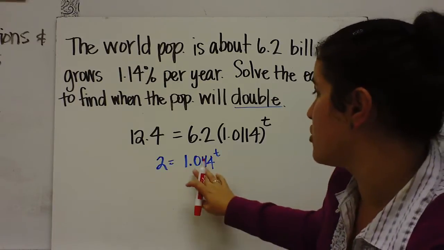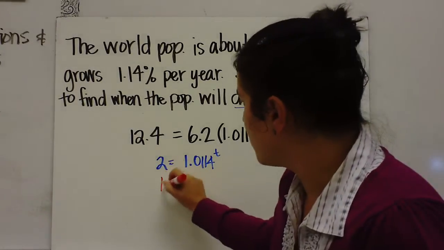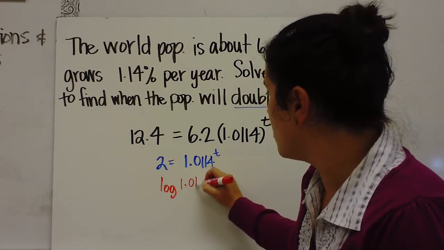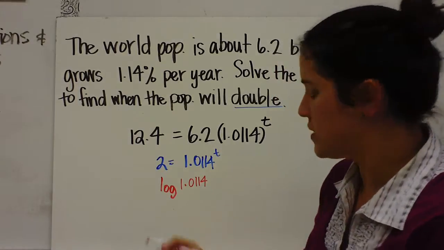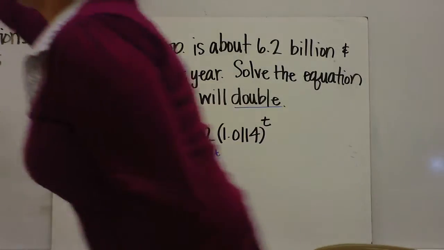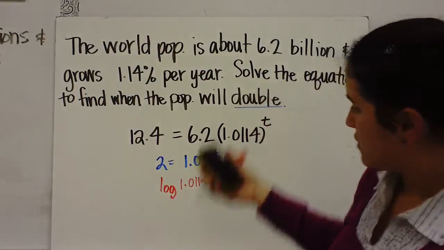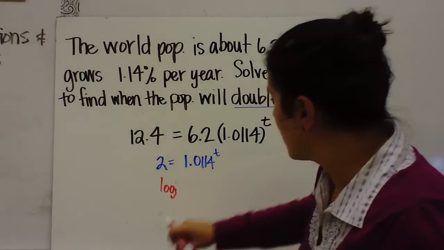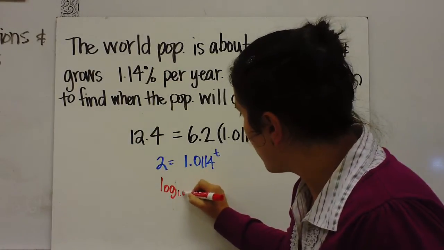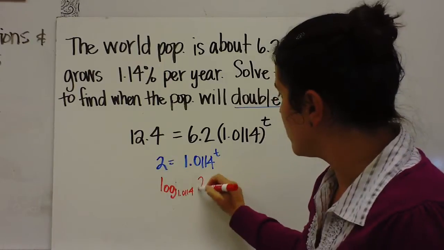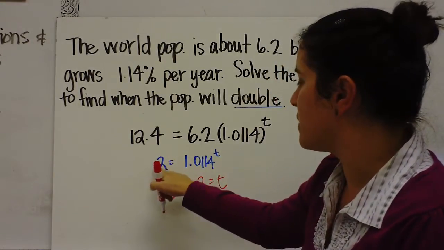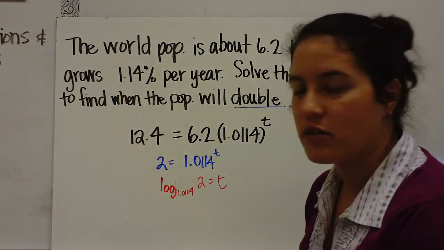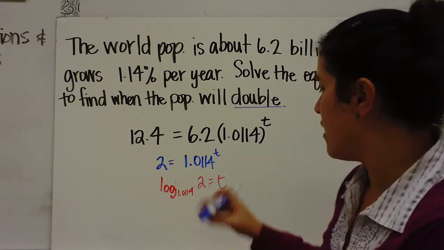To rewrite it in log notation, this is my base. So log of 1.0114, whoops, sorry. All right, my base, 1.0114 of 2 is equal to T. Because remember, this becomes the problem and this is your answer. So we rewrite it in log notation, and then we can solve for T.